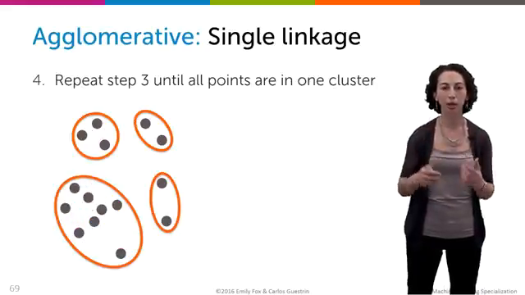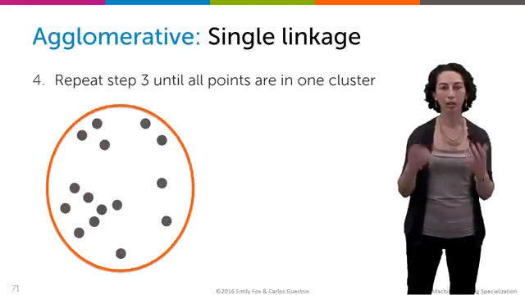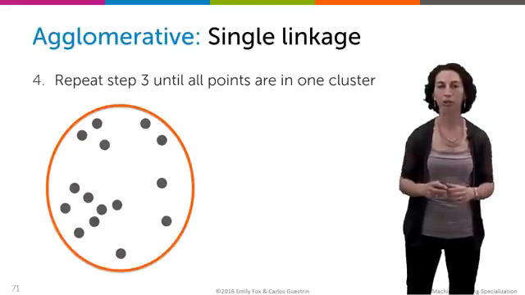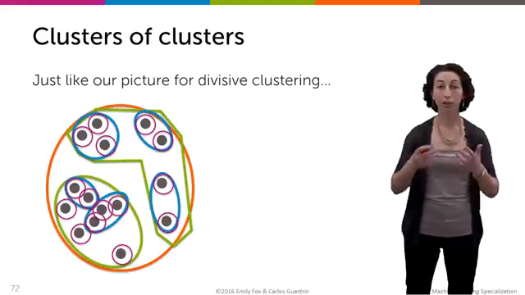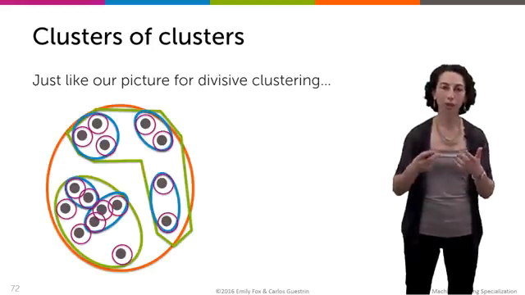And so we keep going and going until at some point, all of the data points are going to fall into one cluster. What we see is, just like in divisive clustering, agglomerative clustering defines clusters of clusters, so we have clusters defined at different granularities.